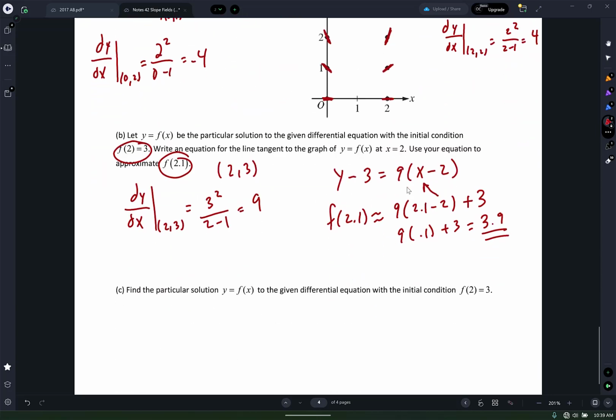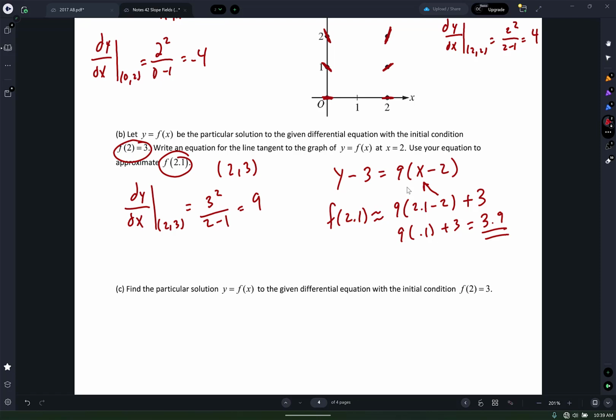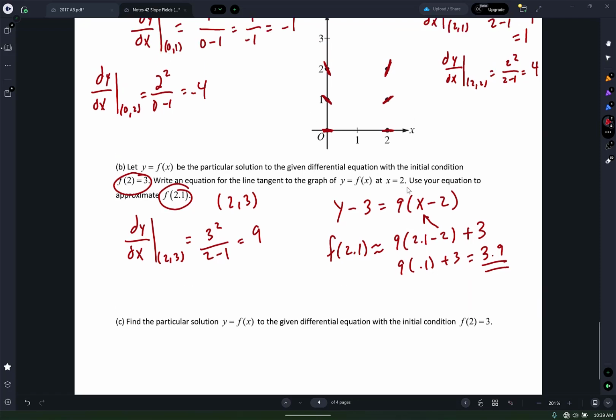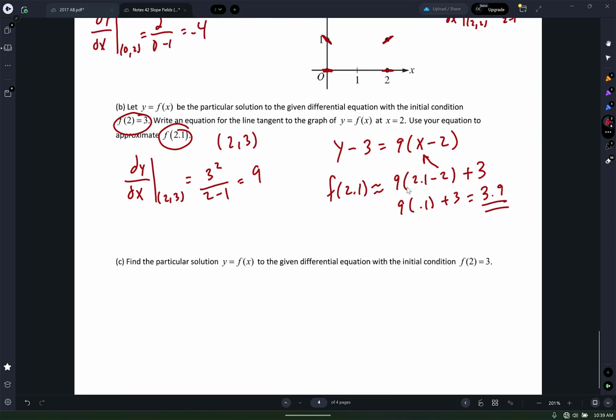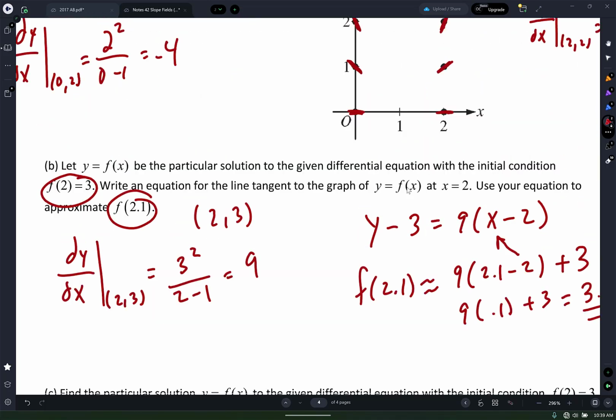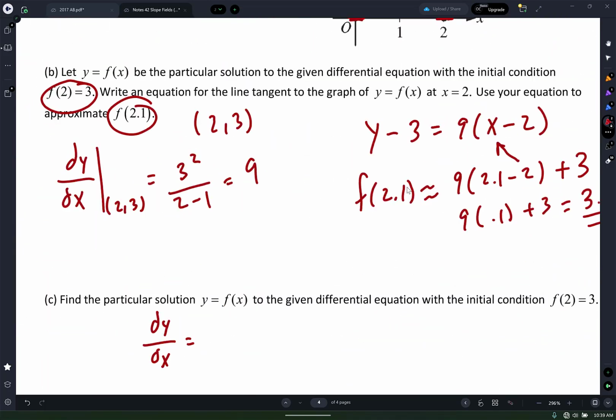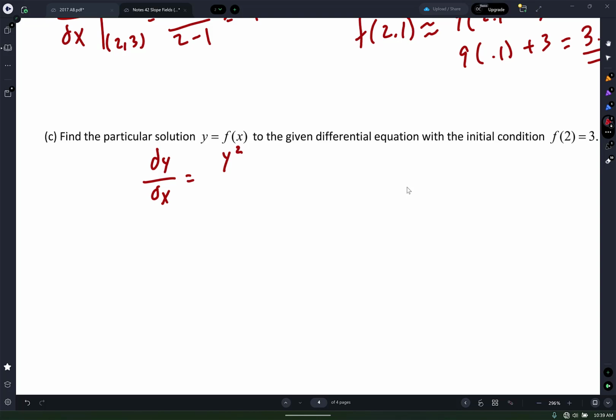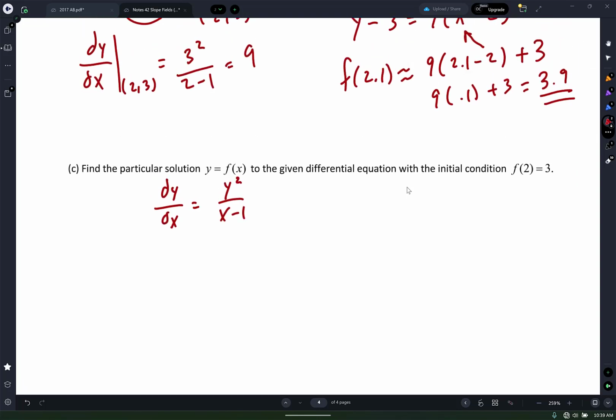So now it says, look what letter D says. Find a particular solution to the given differential equation with the initial condition f of 2 equals 3. This is what we were having issues with last time. Let's see if we can do this. Ready? So I start with dy/dx equals y squared over x minus 1. All right. What is the first move?